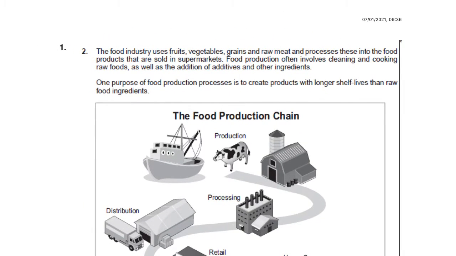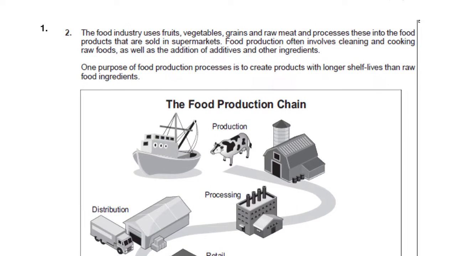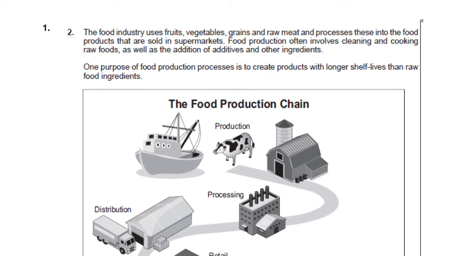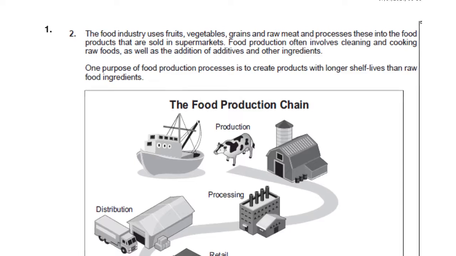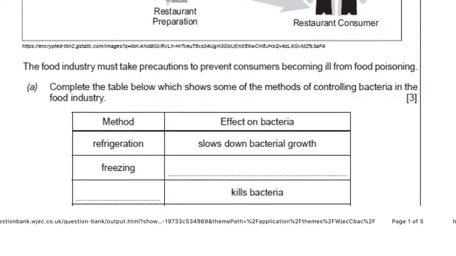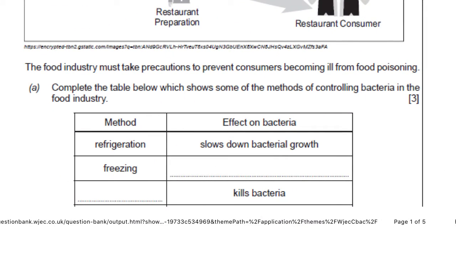Okay, the food industry uses fruits, vegetables, grains and raw meat and processes these into food products that are sold in supermarkets. Food production often involves cleaning and cooking raw foods as well as the addition of additives and other ingredients. One purpose of food production processes is to create products with longer shelf lives, and I've got a big flow chart there as well. The food industry must take precautions to prevent consumers becoming ill from food poisoning. Complete the table below, which shows some of the methods of controlling bacteria in the food industry.